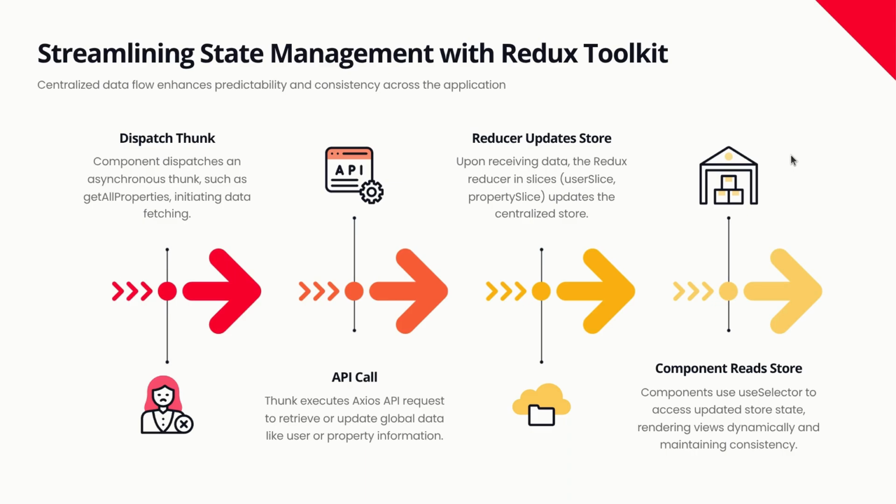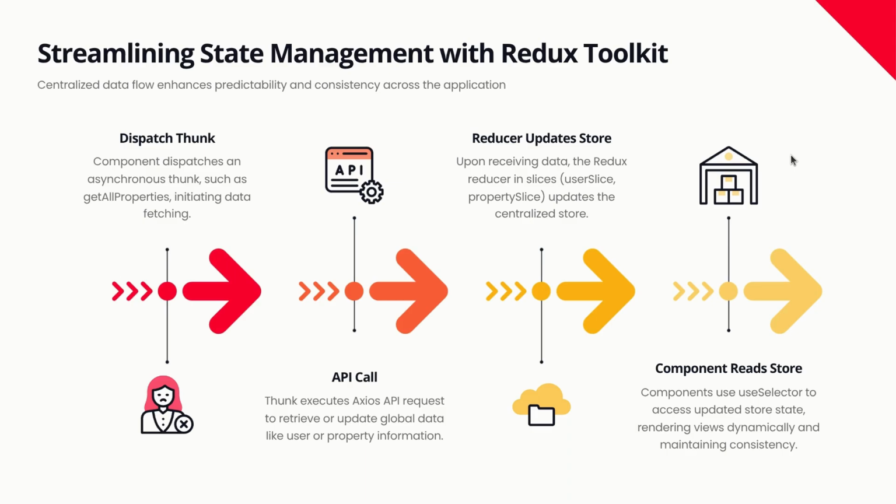Dispatch thunk is where a component initiates an action by dispatching an asynchronous thunk, such as one designed to fetch data like getAllProperties. This is the starting point of the data change process. And later the API call. The thunk function executes the asynchronous logic.